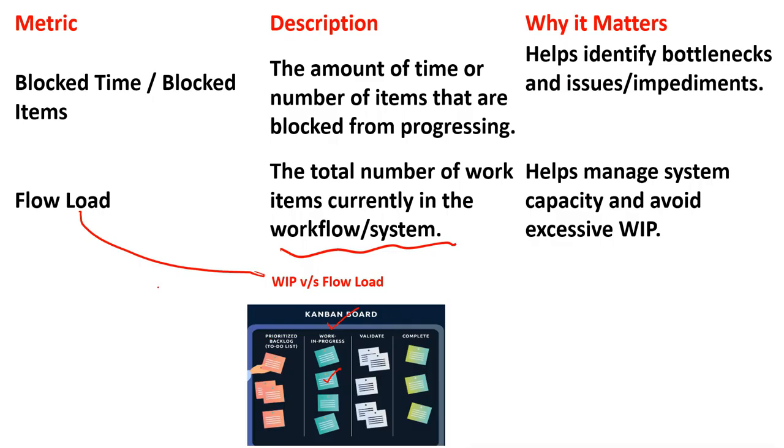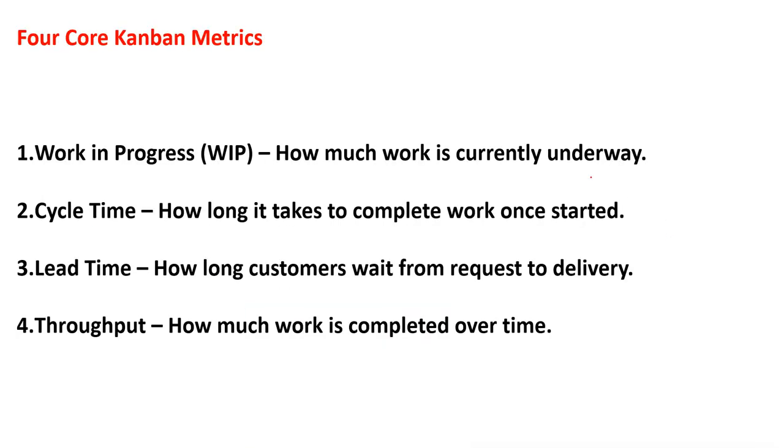So all the items are known as flow load. The total number of work items currently in the workflow system is known as flow load, while only the work in process, this column, is known as work in process. Why it matters: it helps manage system capacity and avoid excessive work in process. So exactly the same thing that I have explained is written here.